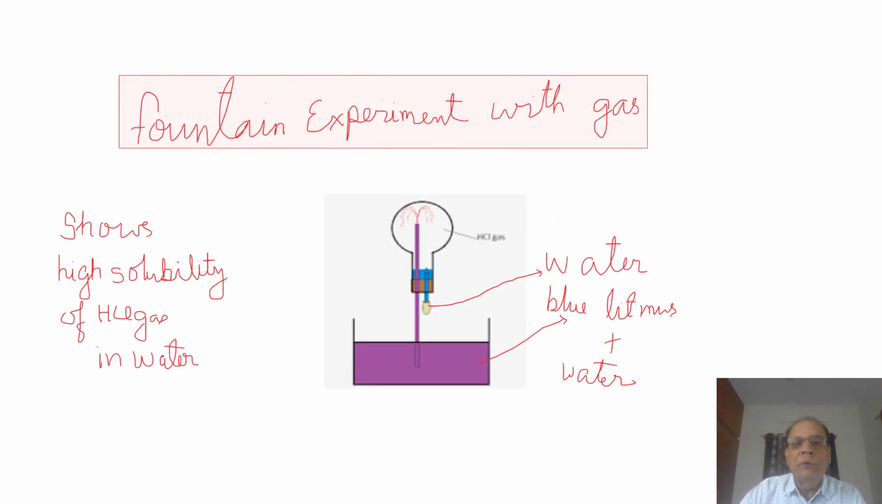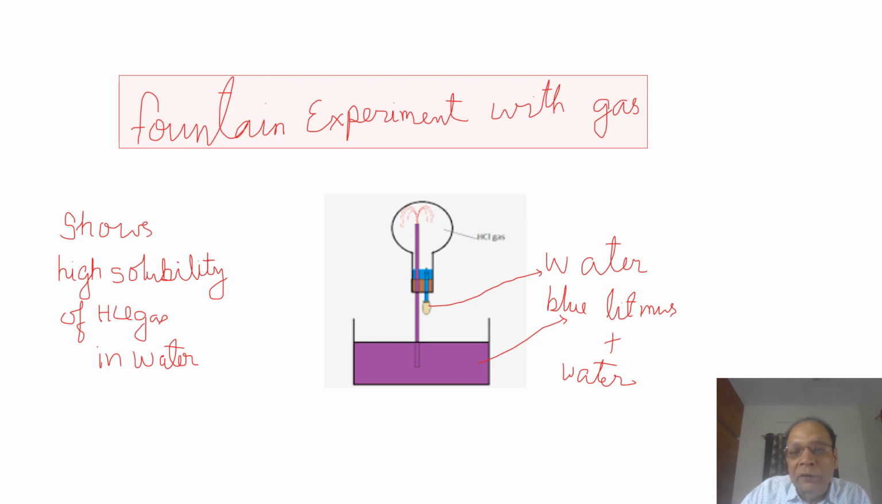This is the fountain experiment, which is done to show the high solubility of HCl gas in water. We take water in a trough and the arrangement is made like this. This is an inverted flask where HCl gas is stored, and we have a dropper containing water inserted through this cork into the flask. Blue litmus is mixed in water, so this becomes blue colored, and a little water is inserted into this flask by pressing this dropper.